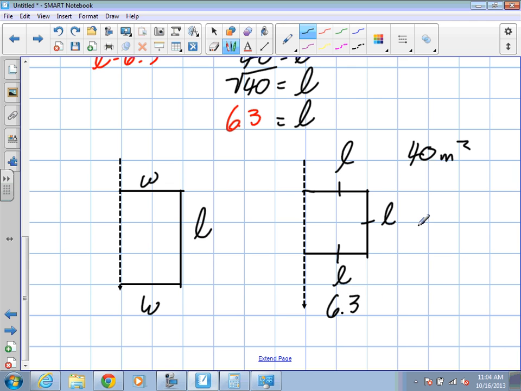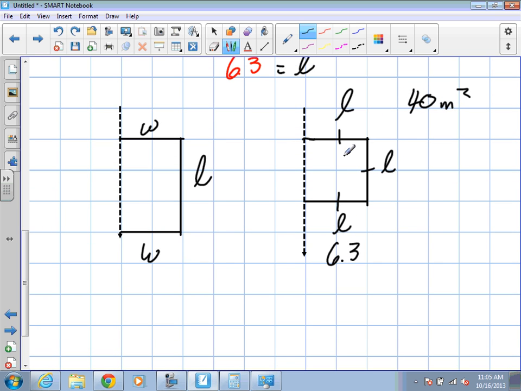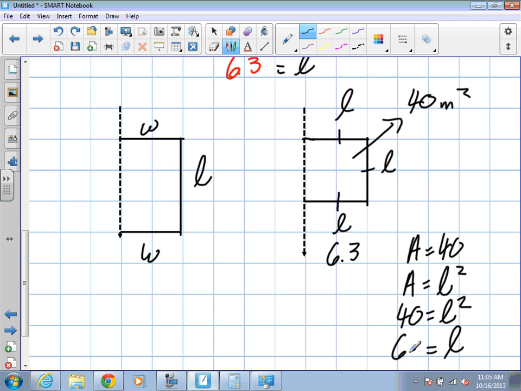So to recap what we've just done here, since our area is 40, we know area is equal to 40. And if our sides are going to be the same, we know our area is going to be equal to L squared, L times L. 40 will equal L squared. Square root 40, L is 6.3. 6.3 gives us an area of 40 meters.